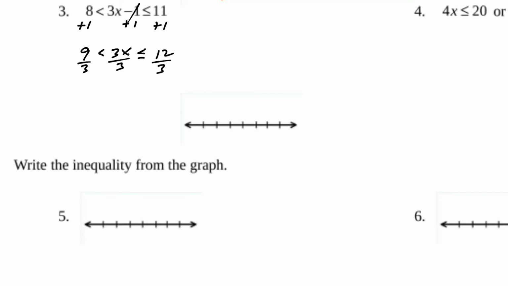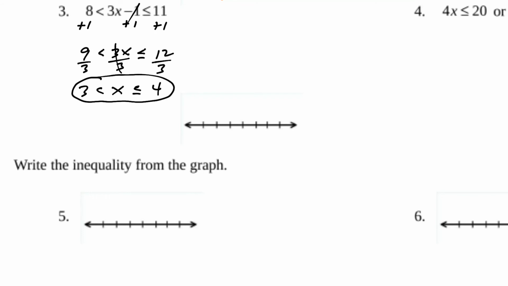Well, then what I have on the far left is 3 is less than. The 3's in the middle cancel out and make a 1. So I just have x or 1x in the middle. And then I bring down my other inequality, which is a less than or equal to. And on the far right, I have 12 divided by 3 is 4. So really, what I've done is I have my solution right now.